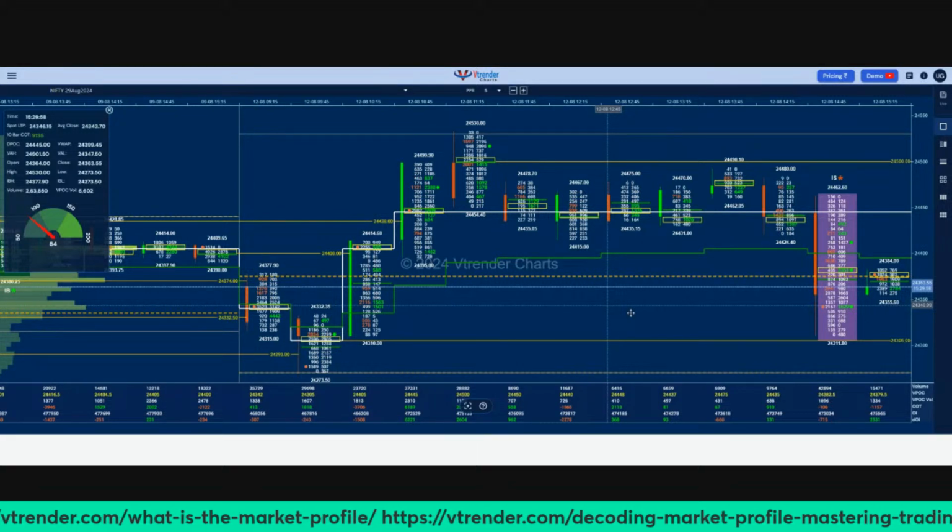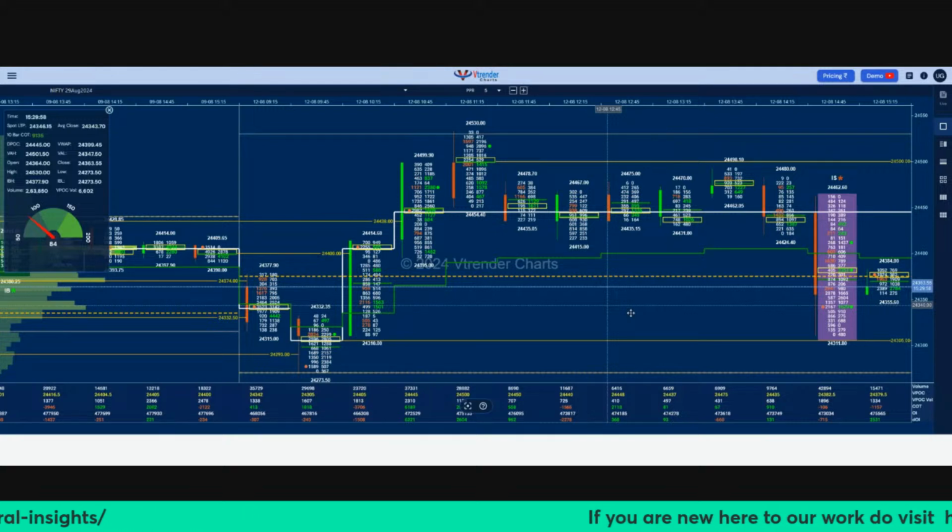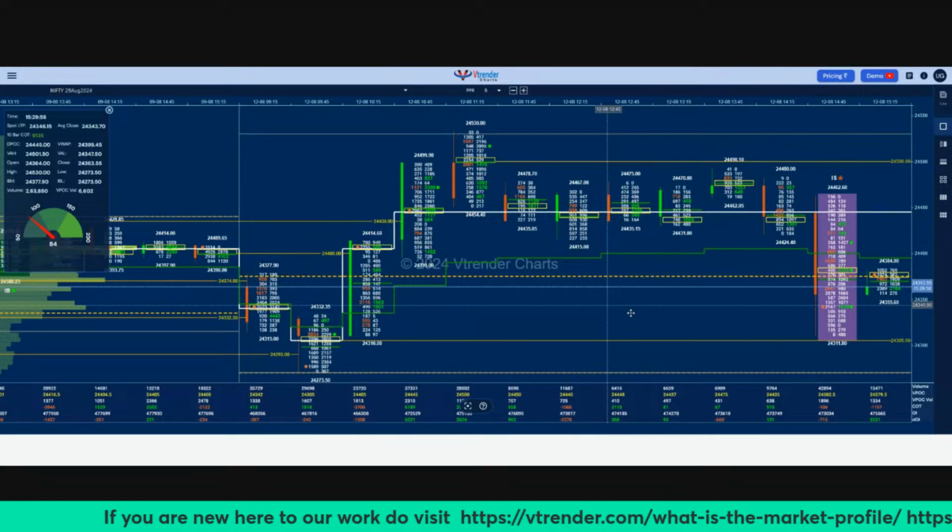The POC was right in the middle. It was a red bar, and we opened below previous day's VWAP. So in market profile, we look at what we are doing compared to previous value. And VWAP is one very important part. It is very clear that the buyers of Friday were not there. They're not defending. So it was up to the sellers to take this forward.